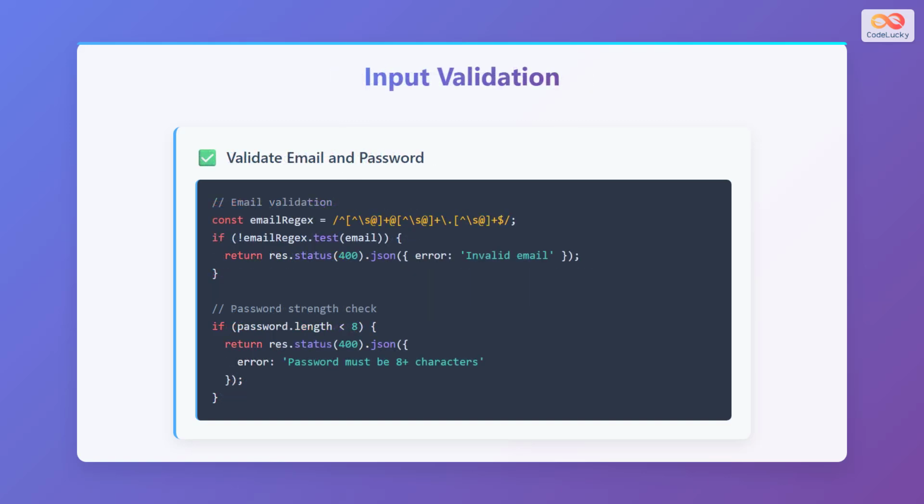This slide shows how to validate email and password inputs. An email validation is performed using a regular expression to check if the email format is valid. If the email is invalid, an error response with a status code of 400 is returned. A password strength check ensures that the password length is at least 8 characters. If not, an error message is sent.